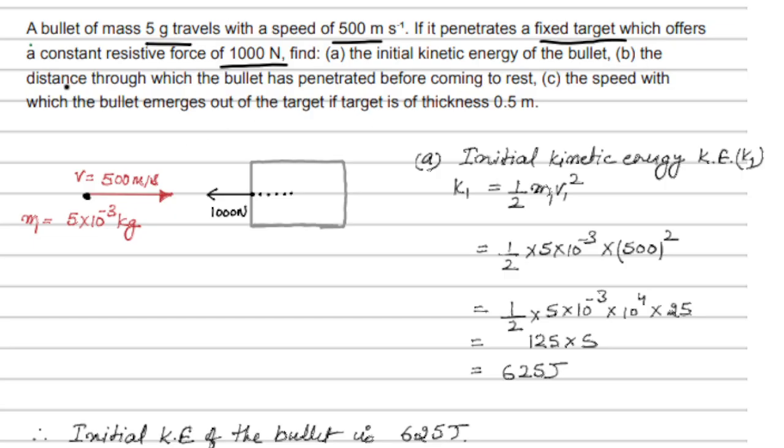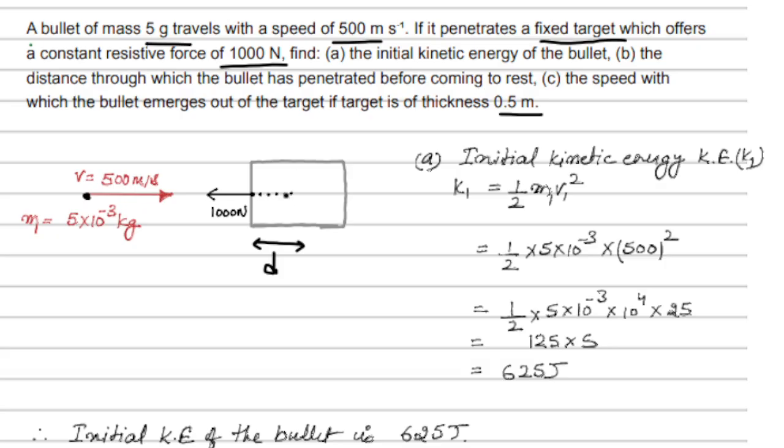B, we are asked when it will penetrate, it will stop somewhere. So we need to find that distance when it will stop. Let's say it is D. Then the speed with which the bullet emerges out, the speed with which the bullet will come out of the target if thickness is this much. So if thickness is this much, then how much speed will the bullet have?